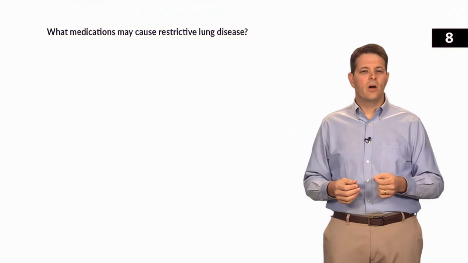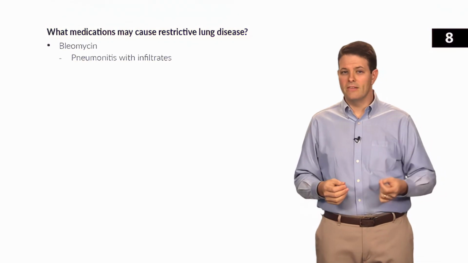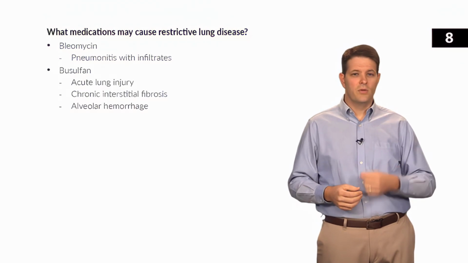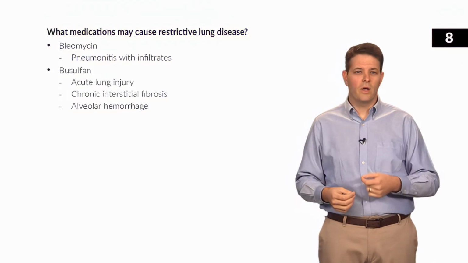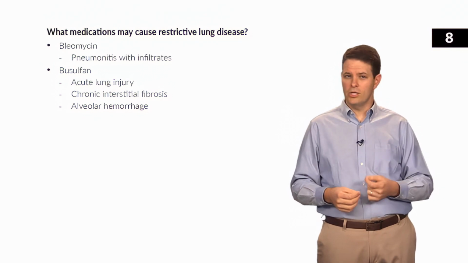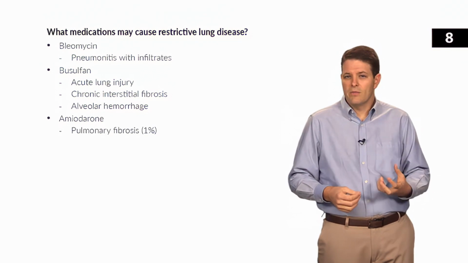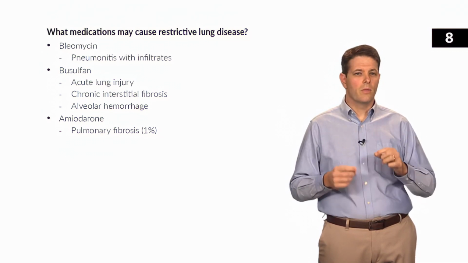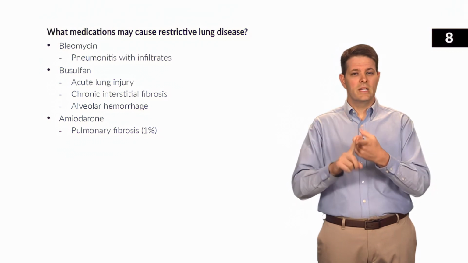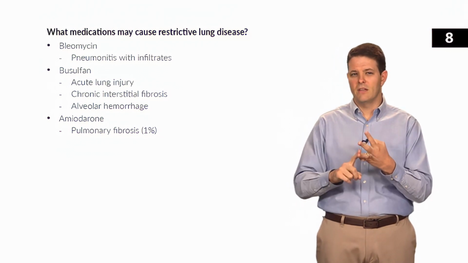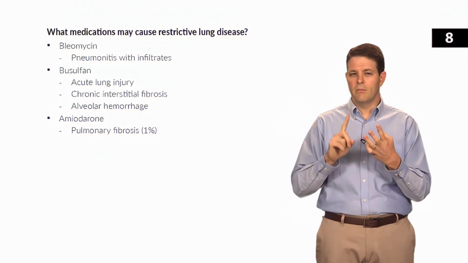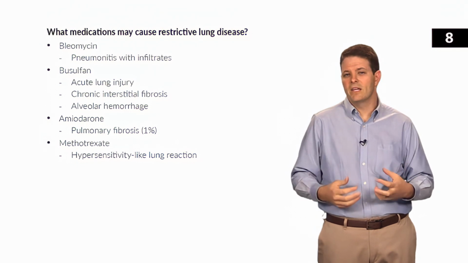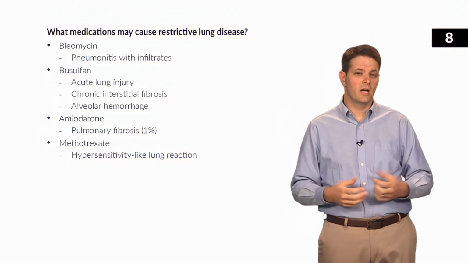Restrictive lung disease can also be caused by medications, such as bleomycin, which causes pneumonitis with infiltrates, especially in patients over 70. Busulfan can cause acute lung injury, chronic interstitial fibrosis, or alveolar hemorrhage. Amiodarone is an antiarrhythmic drug that can cause significant pulmonary fibrosis in about 1% of patients. Remember, when you put somebody on amiodarone, you're going to monitor TFTs, LFTs, and PFTs: thyroid function, liver function, and pulmonary function. And then rarely, methotrexate can cause a hypersensitivity-like lung reaction, which is called methotrexate lung.